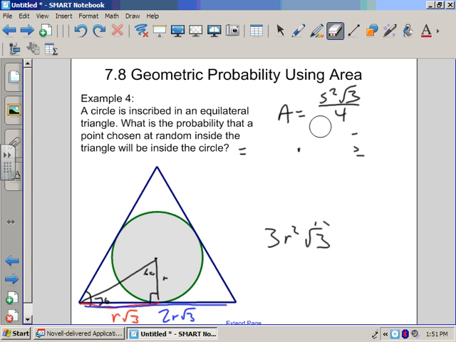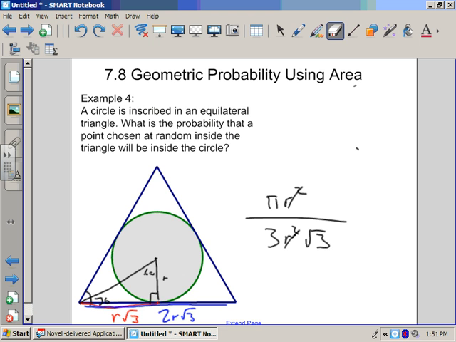What's the area of my favorable region? The area of my favorable region is the area of the circle, pi r squared. Well, now the r squares are going to cancel out, and my probability that I would lie within the circle, if the circle is inscribed in an equilateral triangle, is pi over 3 times the square root of 3.